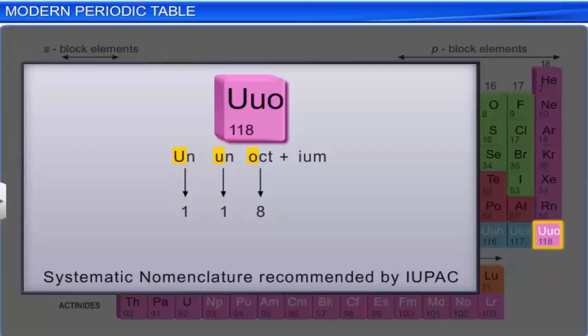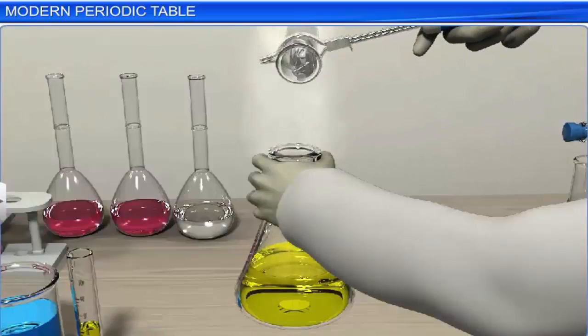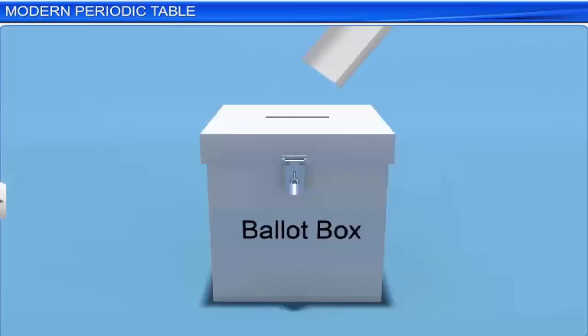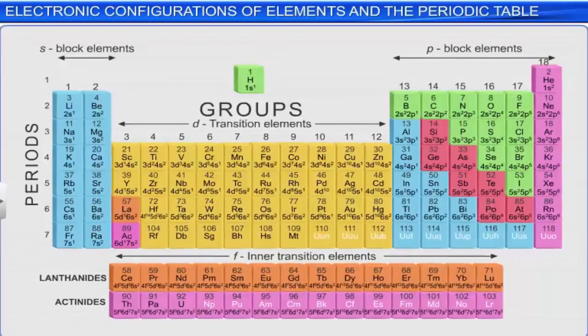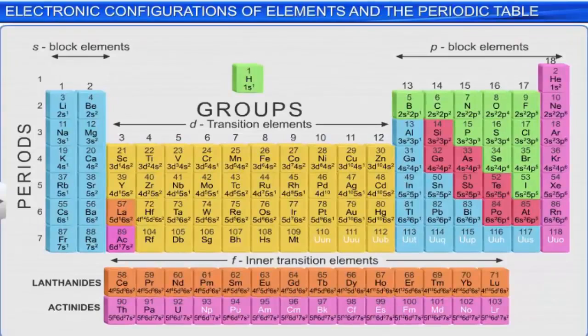After the discovery of the new element is proved, it gets a permanent name and symbol by a vote of IUPAC representatives from each country. The permanent name thus obtained might reflect either the name of the country or its state, like germanium, californium, and bohrium. The long form of the periodic table is the most widely used modern periodic table.